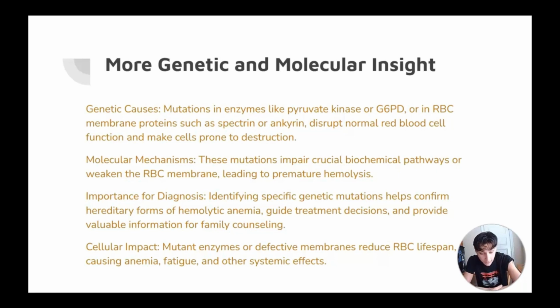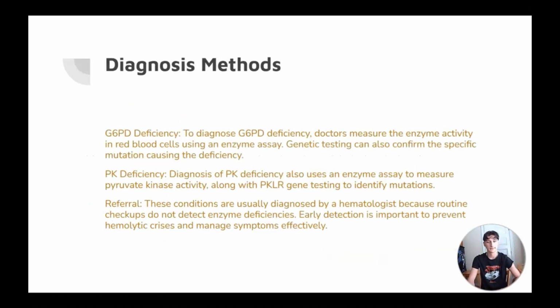Importance for diagnosis: identifying specific genetic mutations helps confirm hereditary forms of hemolytic anemia, guide treatment decisions, and provide valuable information for family counseling. The impact at the cellular level: mutant enzymes or defective membranes reduce red blood cell lifespan, which causes anemia, fatigue, and other systemic effects.